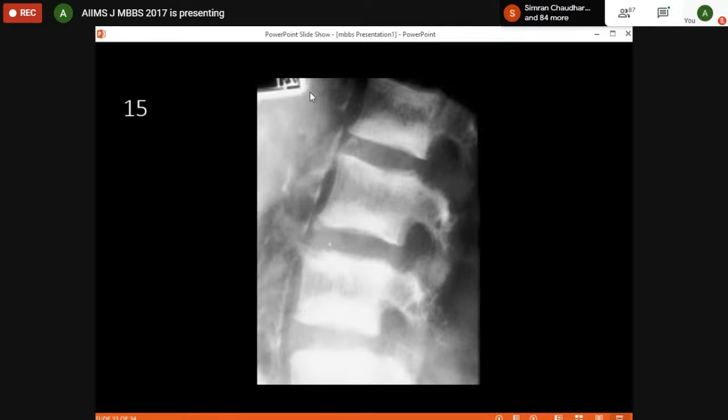So mostly in primary hyperparathyroidism, we don't see this kind of appearance, but secondary hyperparathyroidism due to renal osteodystrophy is what gives rise to this kind of appearance. Okay, so rugger jersey spine seen in secondary hyperparathyroidism due to renal osteodystrophy.